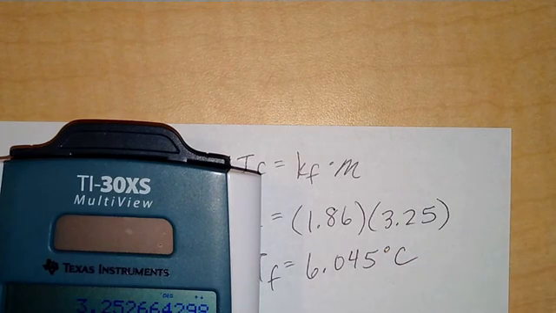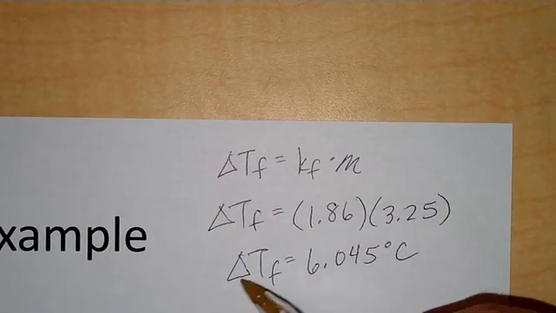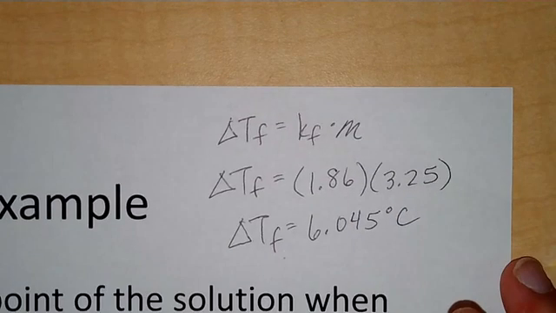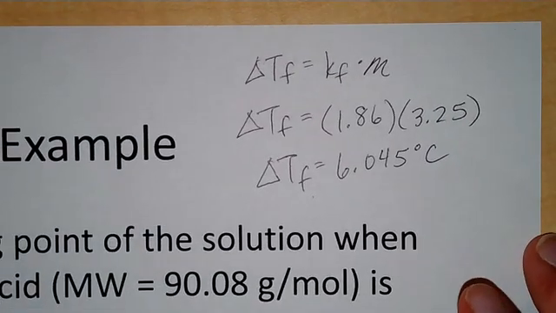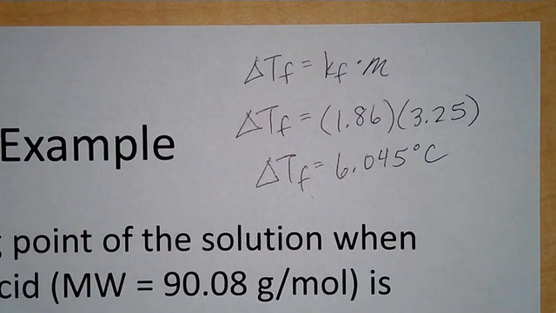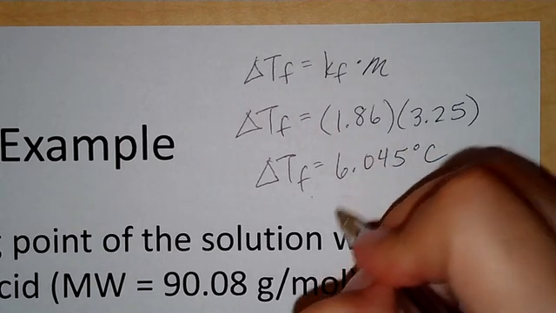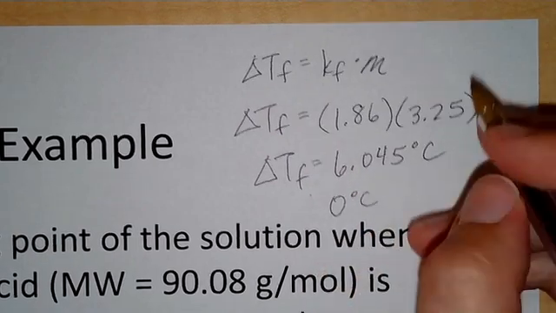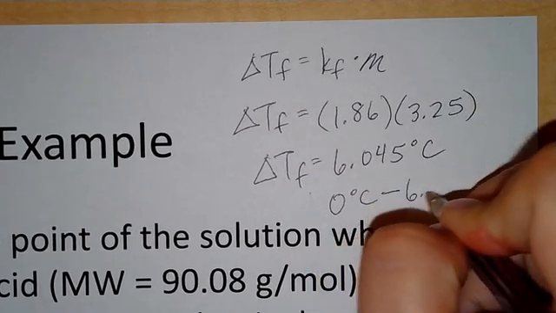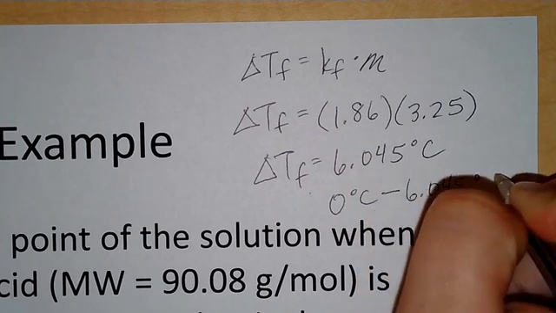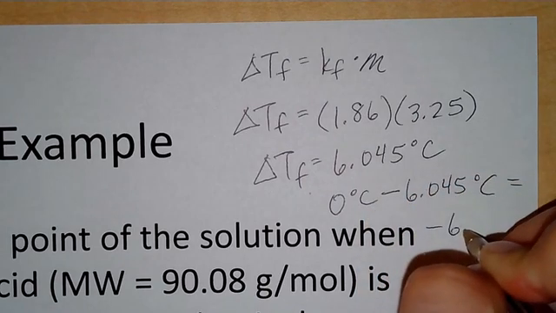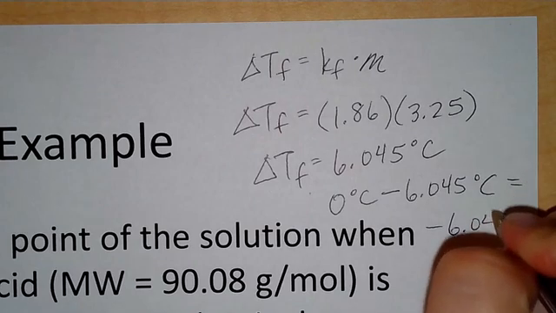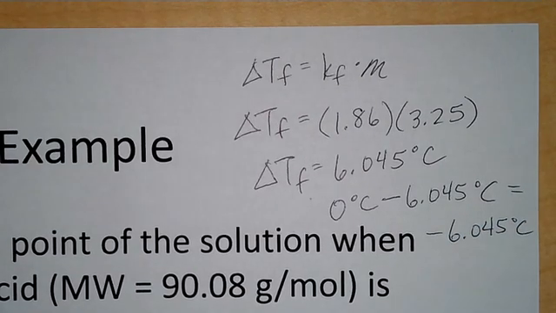And remember, this is also a change. So this is a change for our freezing point. Freezing point depression indicates that the freezing point goes down. So we're going to take the freezing point of water, which is 0, and we're going to subtract our change, because freezing point has to decrease. So our new freezing point is negative 6.045 degrees Celsius. Alright, so simple enough.